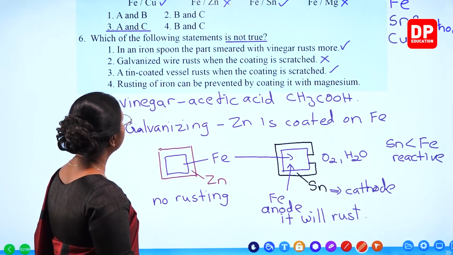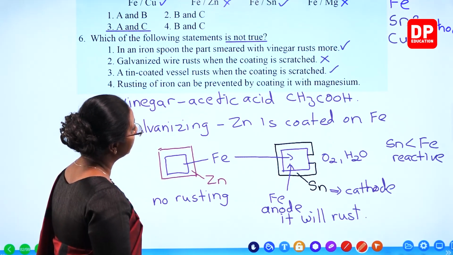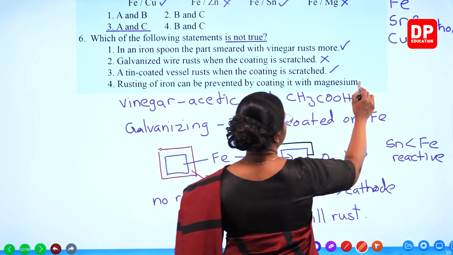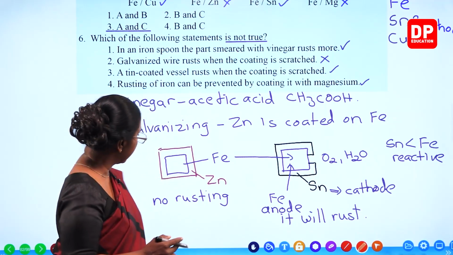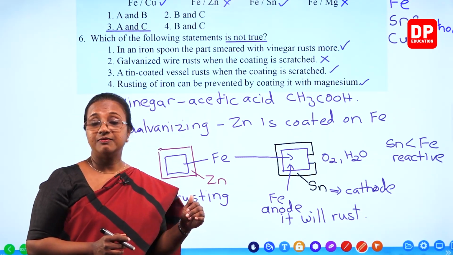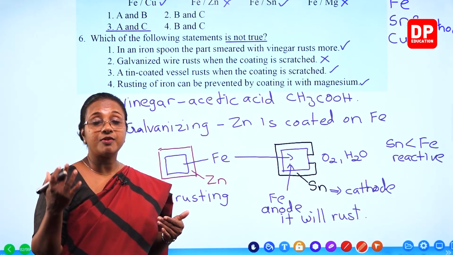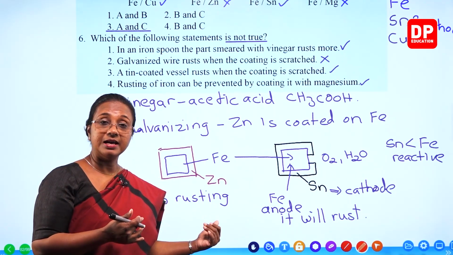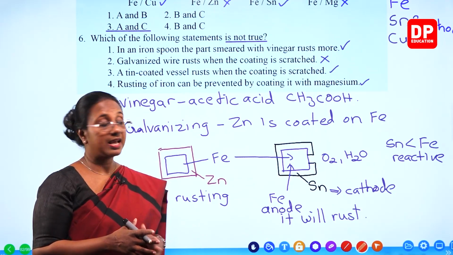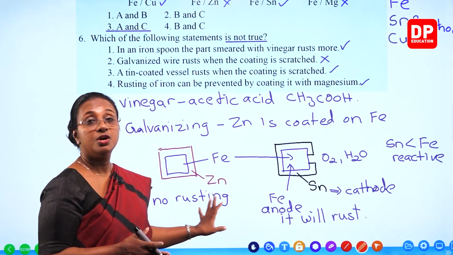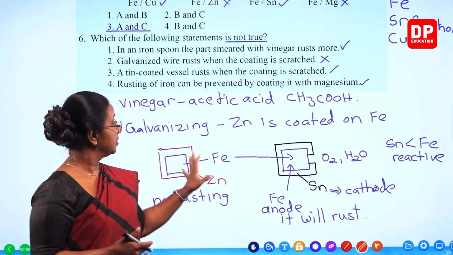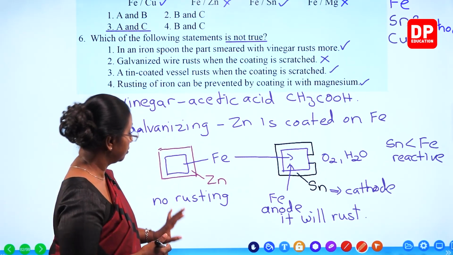Then, rusting of iron can be prevented by coating it with magnesium. That is correct. Magnesium is also a metal that is above iron in the activity series. So when you coat it, there is no contact of oxygen and water with iron. Even if the coating is scratched, still there will be no rusting. So that statement is also true.